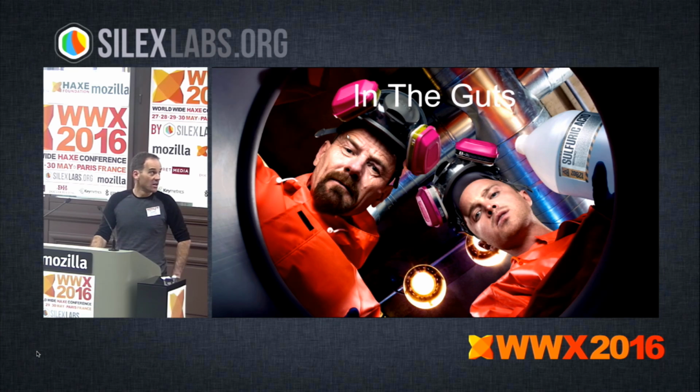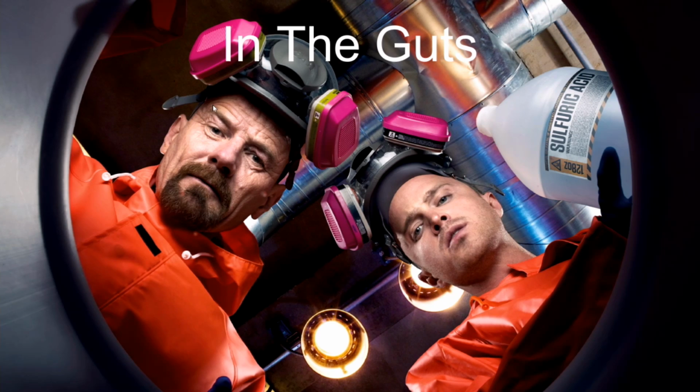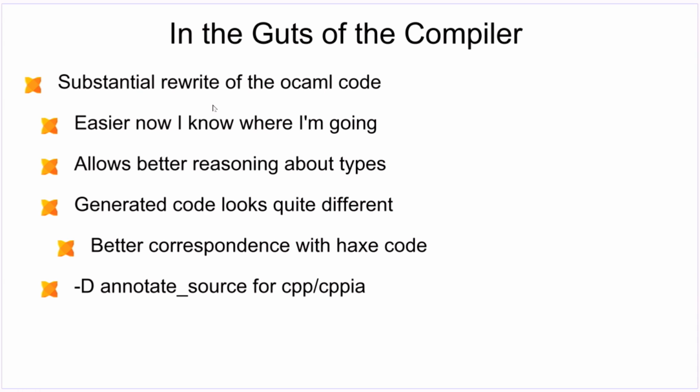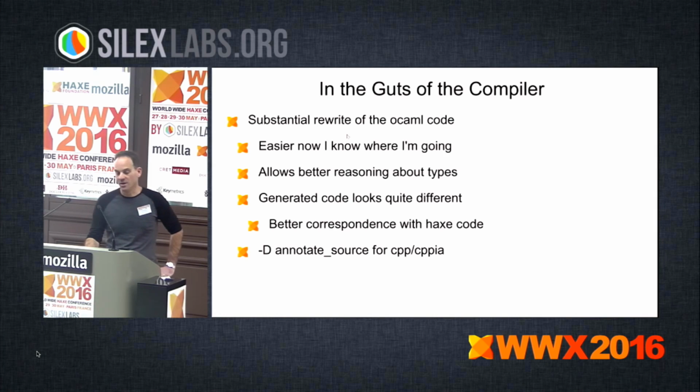So if we have a look inside into the guts of the compiler, as I said, a substantial rewrite of the OCaml code, and most of this was about being able to reason better about what the Hxcpp compiler thinks the type is and what the CPP compiler thinks the type is, and knowing when to do a conversion and when I need a cast and when I don't.